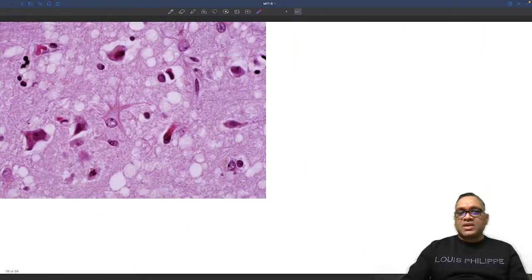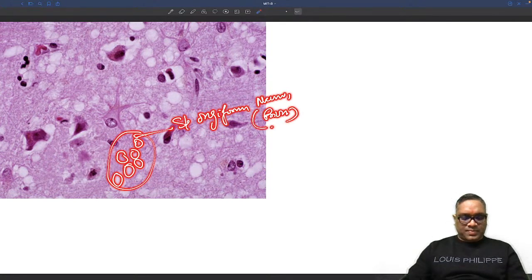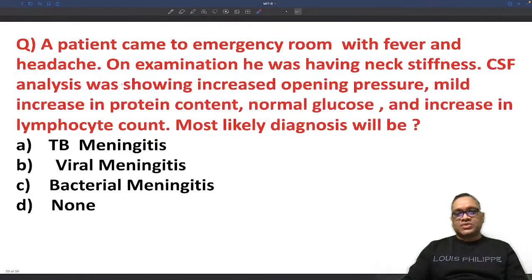Now look at this picture, and now you can appreciate how spongiform neuron will be there. You can see these are the clear spaces, right? A cluster of grape-like clear spaces. So this is called spongiform neuron of the prion disease, right? Fine. Moving on to the next question.